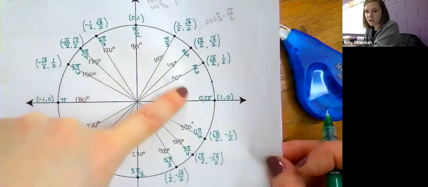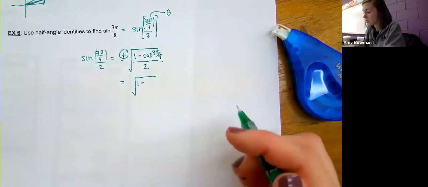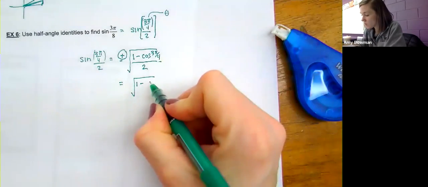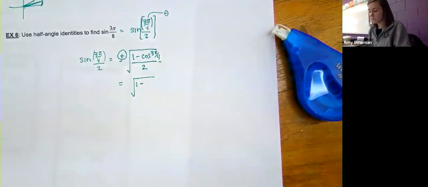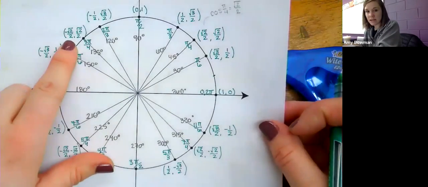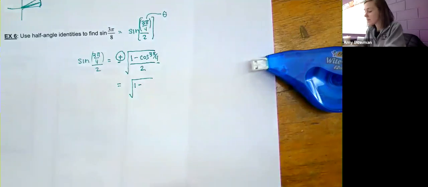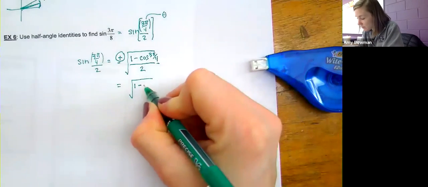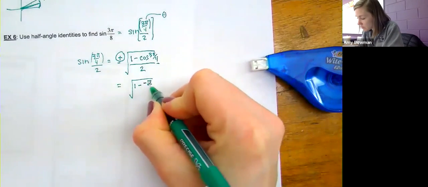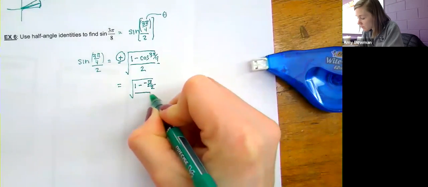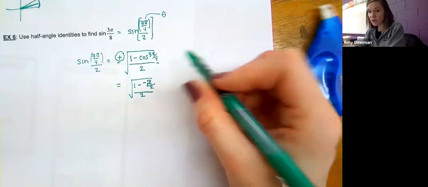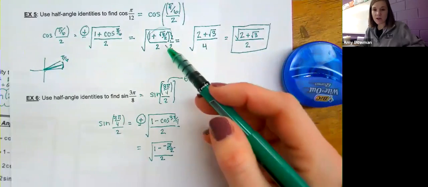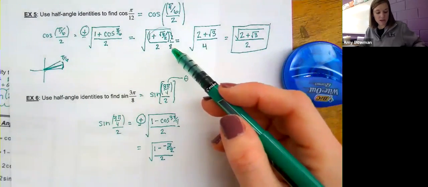So we're still up here in the top, our sign is positive. Okay, back on track. So 1 minus the cosine of 3 pi over 4, that's negative root 2 over 2. So 1 minus negative root 2 over 2, all over 2. I'm going to do the same thing we did up here, which is get rid of these complex fractions.